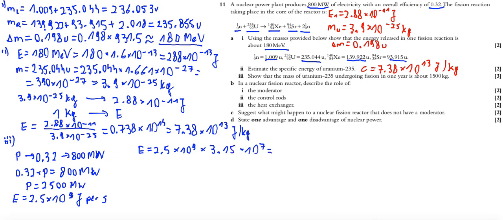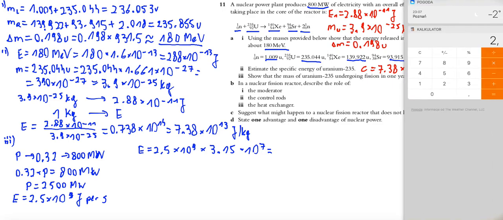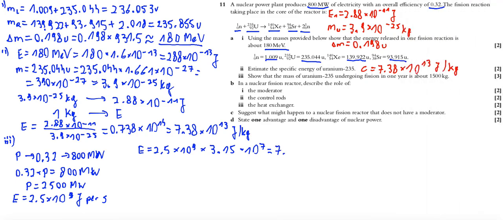Again, I remember this number. So 2.5 times 3.15 gives 7.88. 7.88 times 10 to the power of 16 joules per 1 year. This is the amount of energy which must be obtained from the uranium. The question is what is the mass of uranium which must be undergoing fission in 1 year. So we know that this is the amount of energy which is released.